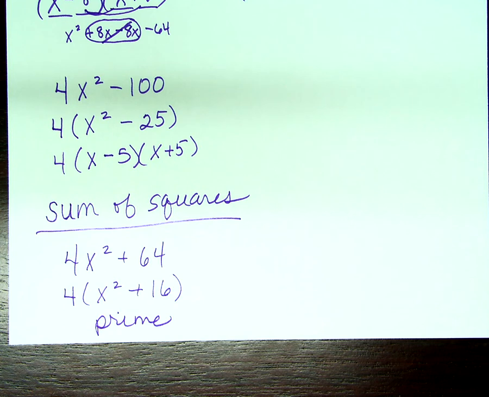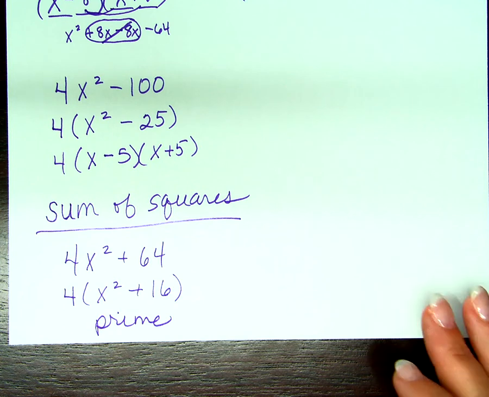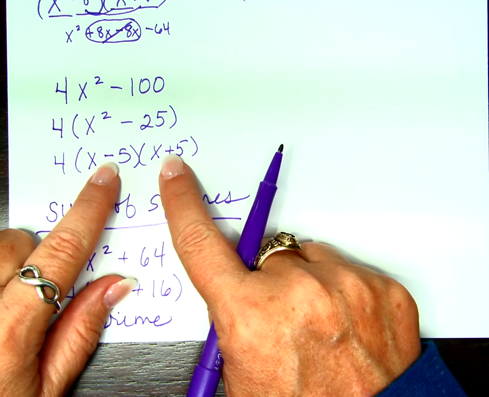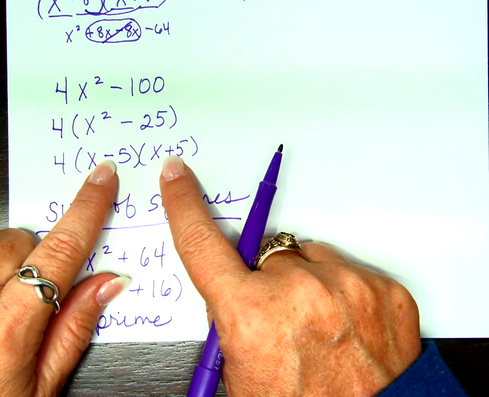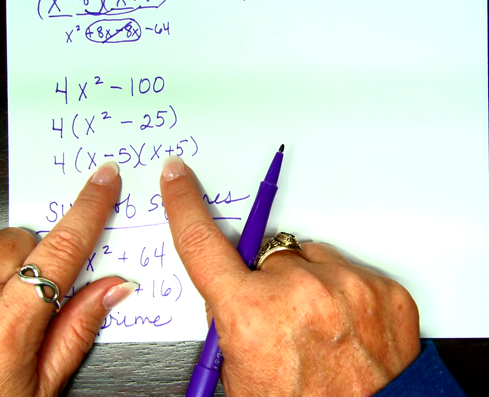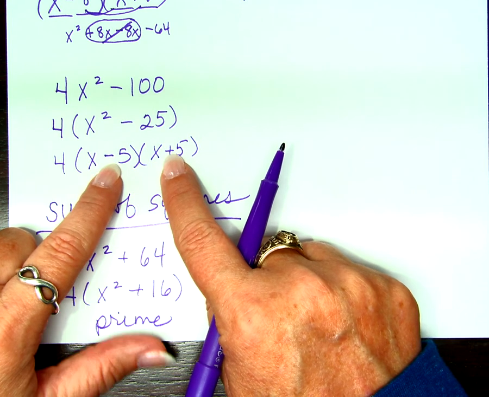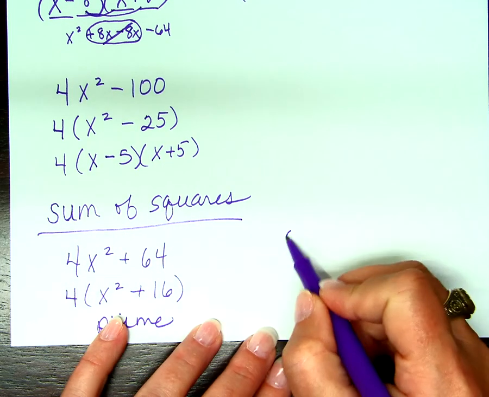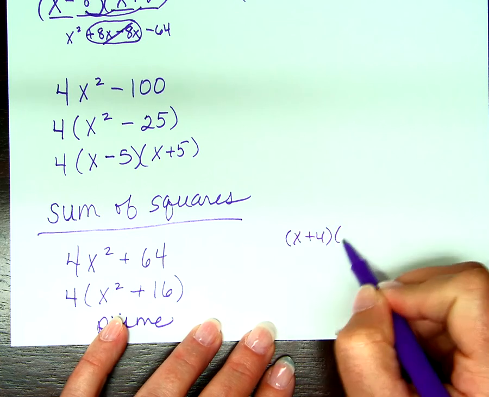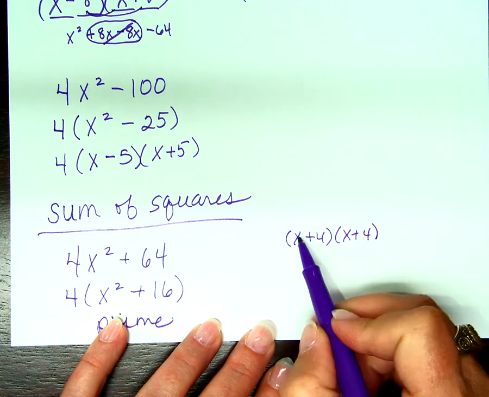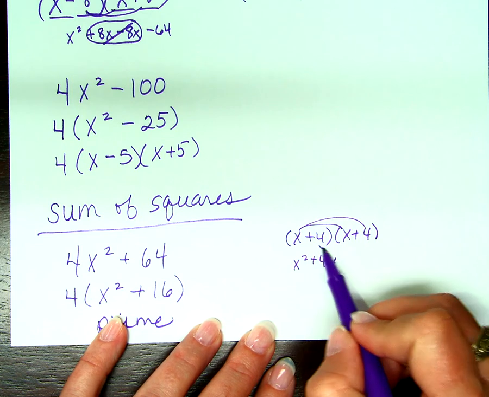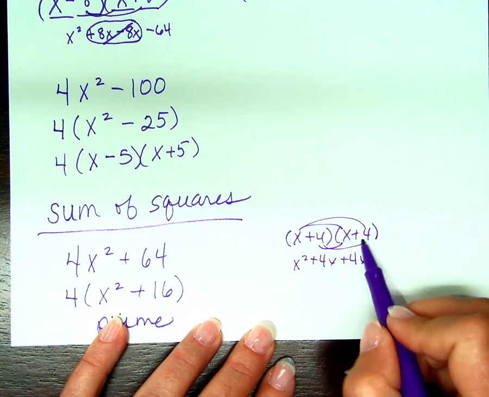Okay? Can I show you why this doesn't work? In order to get a plus 16, what has to be true about these two signs? They have to be the same, right? They could either be positive both or negative both, right? But in order to get a positive 16, they have to be the same. Well, if it was x plus 4 and x plus 4, x squared plus 4x plus 4x plus 16.